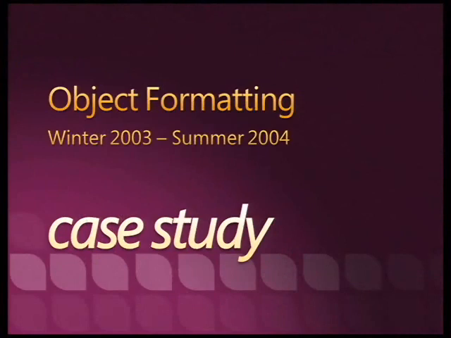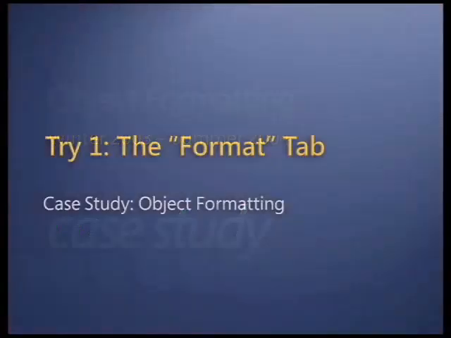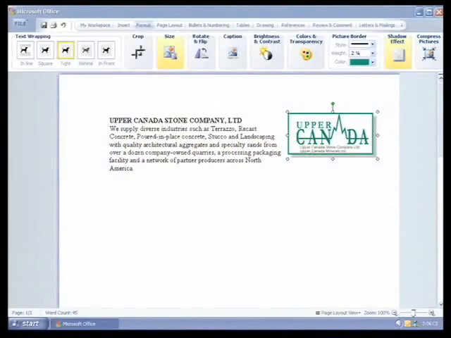So here's a case study of some place where we iterated and iterated and iterated to try to get something right. So this is around object formatting, which is like when you insert a picture into the document, how do you format it? So our first thought was, we'll just have a format tab. So that seems to make sense. We'll just put all the UI you need to format all of the objects inside the format tab.